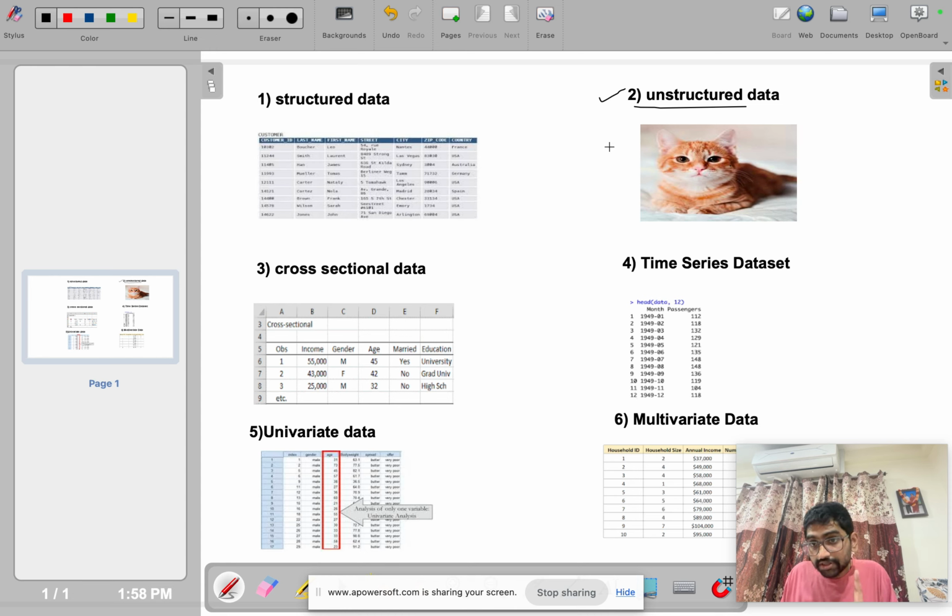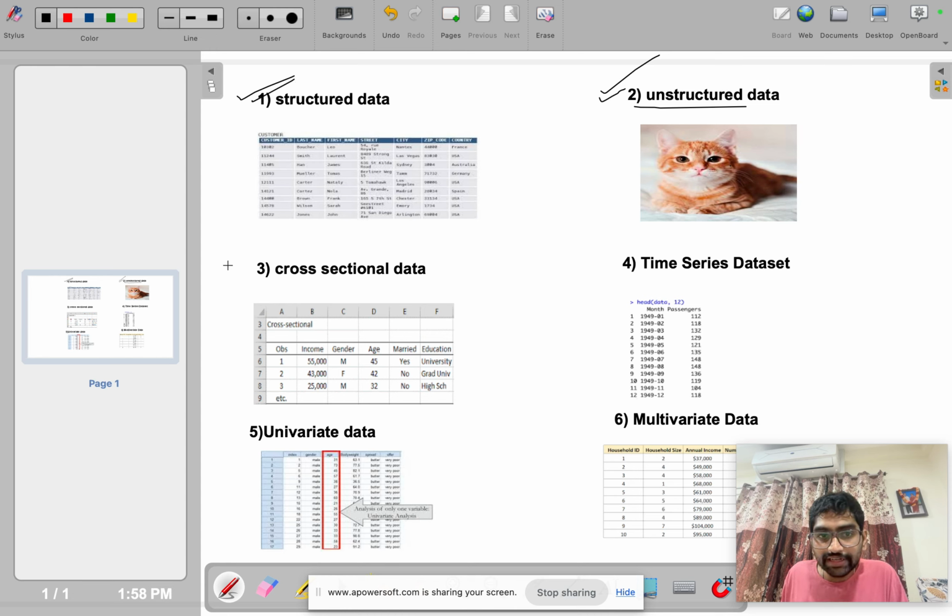And one very important thing is that in computer vision, in deep learning, especially in convolutional neural networks, we will be using this unstructured data. In machine learning and in deep learning, there is one concept called ANN. Till that, you will be using structured data where proper rows and columns are there.